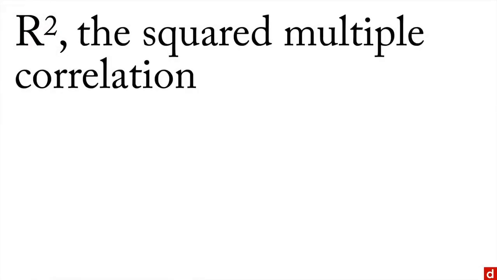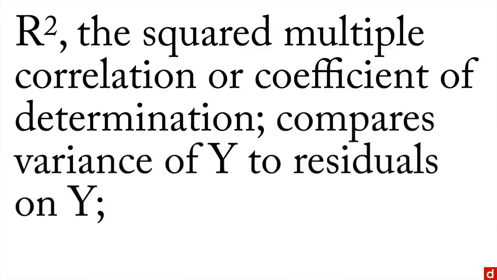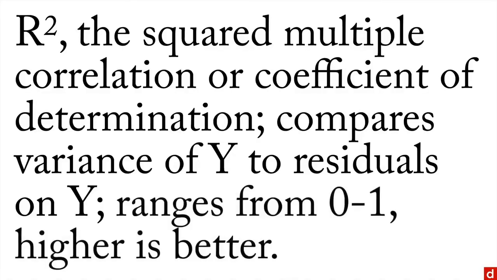First off is R squared. This is the squared multiple correlation, or the coefficient of determination. And what it does is it compares the variance of Y. So if you have an outcome variable, it looks at the total variance of that and compares it to the residuals on Y after you've made your prediction. The scores on R squared range from 0 to 1, and higher is better.